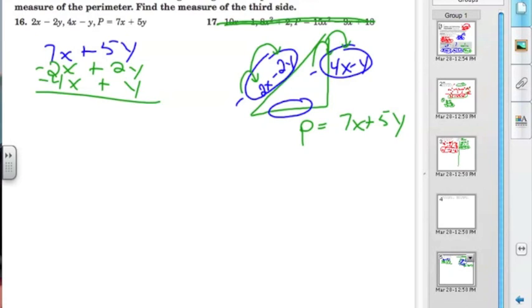All right, so we go back and we simplify now. We have 7x, we subtract 2x, that gives me 5x. I subtract 4 more, that leaves me with x. Now we look at my y's. I have 5y plus 2y plus another y gives me plus 8y. That will be the length of your third side.